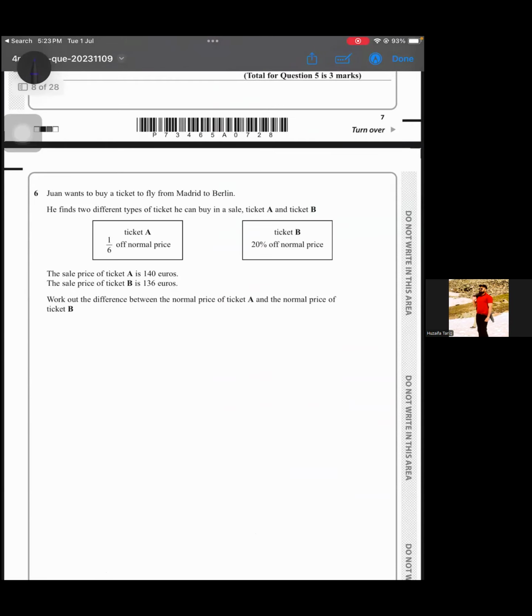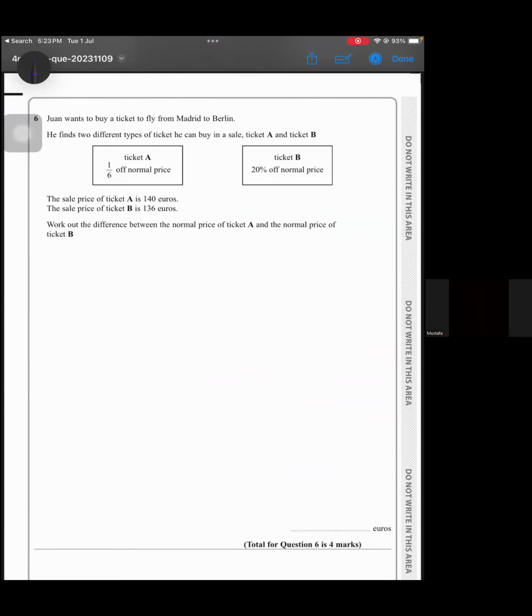Question number 6. For ticket A, they say 1 over 6 of the normal price is off. That means the value after getting the discount is 5 over 6 for ticket A. So 5 over 6 of the total value is equal to the ticket A price, which is 140. So we have to find this x, which is basically the total, the normal value.